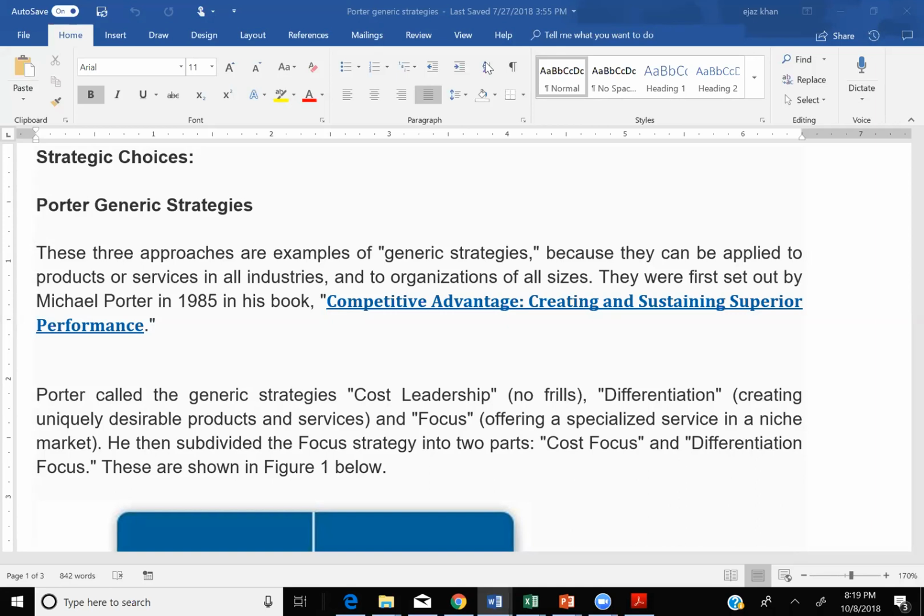Well, according to Porter, there are 3 generic strategies which a company may use or may decide to have before it can come up with a detailed strategy for any product or any service that it is providing. These 3 strategies are cost leadership, differentiation, and focus.